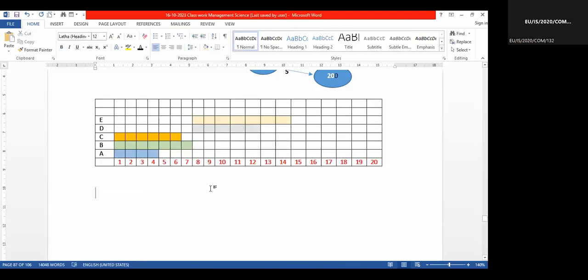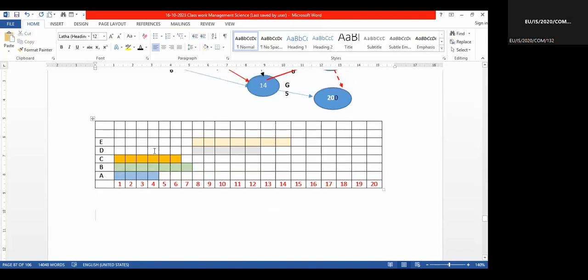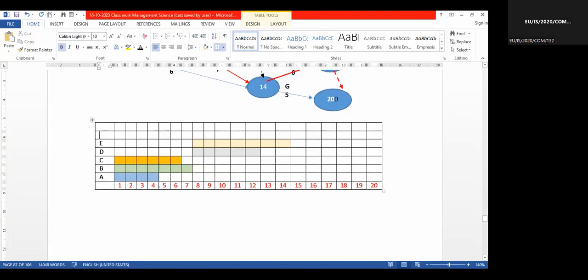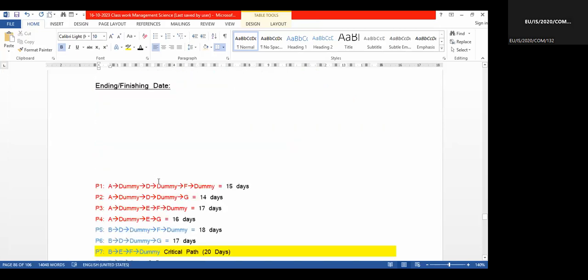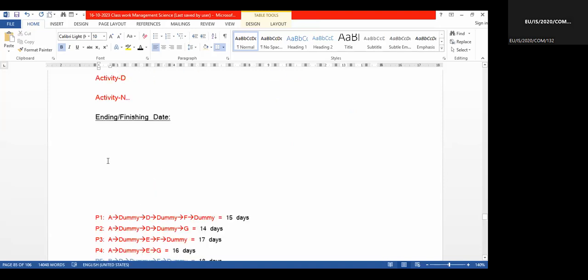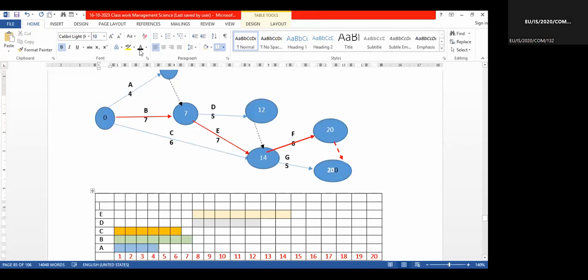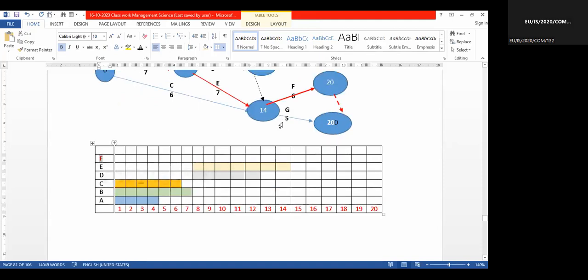Right? A, B, C, D, E. After that, what activities? F. F, how many days? 6, sir. 6. 8 days? Huh? 6 or 8? 6, no? 6. Then you see that after finishing this point, E is starting.